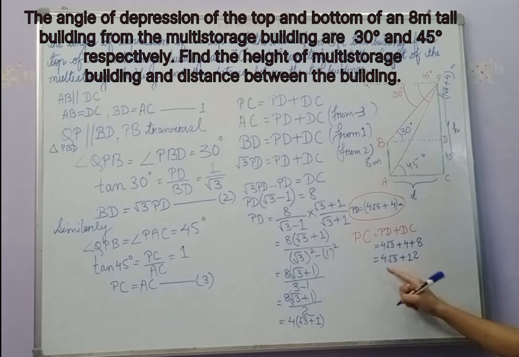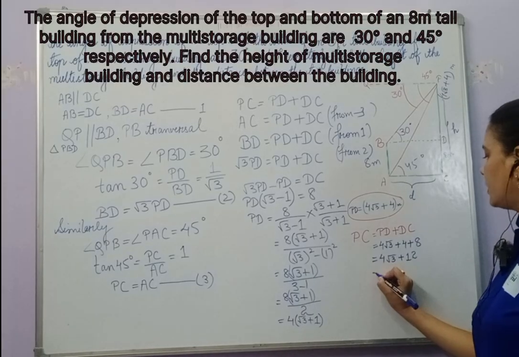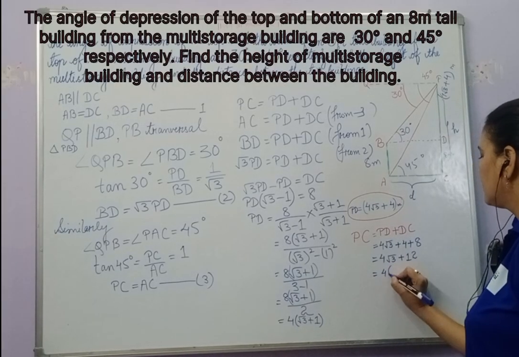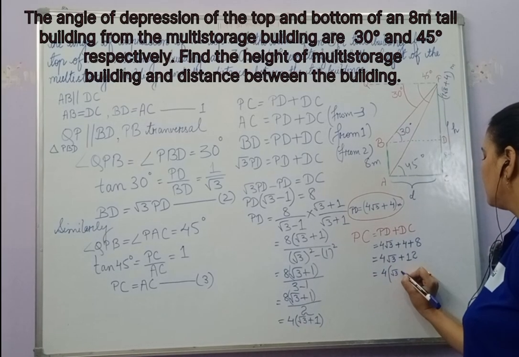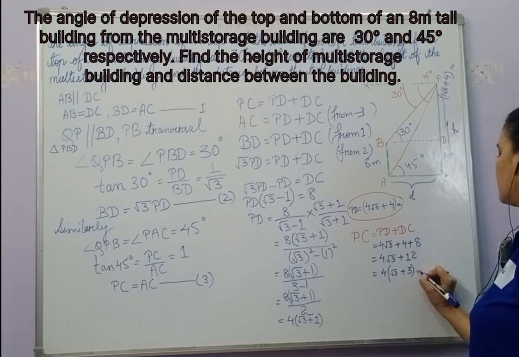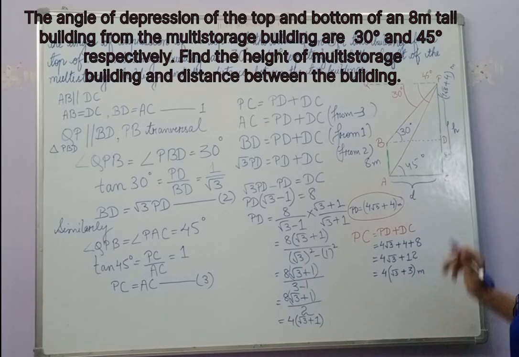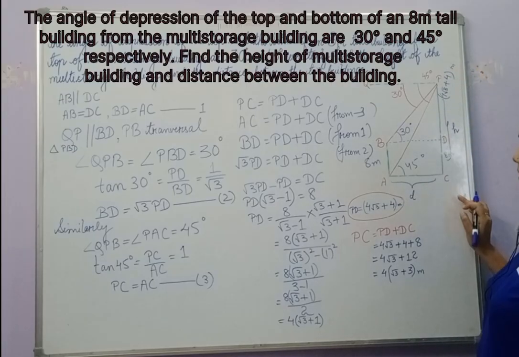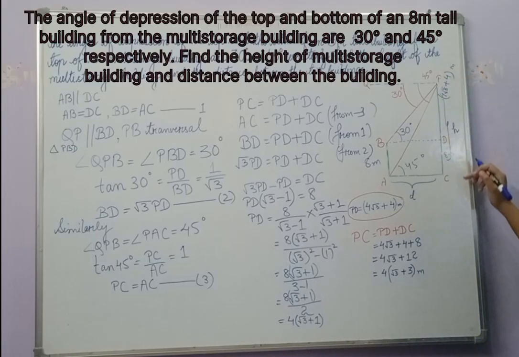Now here what you can do? You can take 4 common. It will be root 3 plus 3. This is in meter. So this is the answer. The height of the building will be how much? The whole height will be 4 (root 3 plus 3) meter.